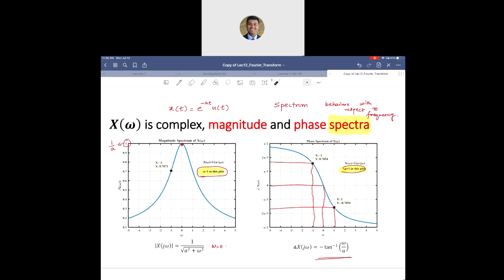So magnitude and phase combined, you have the overall spectrum of x of omega. But this is something that gets overlooked: the fact that x of omega is complex, and you will have to individually address magnitude and phase spectrum. There will be two entities to observe.